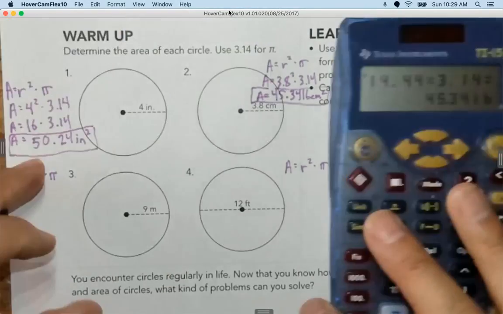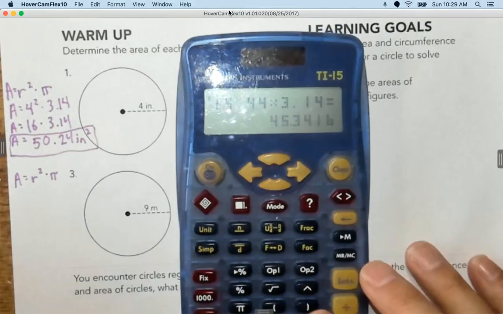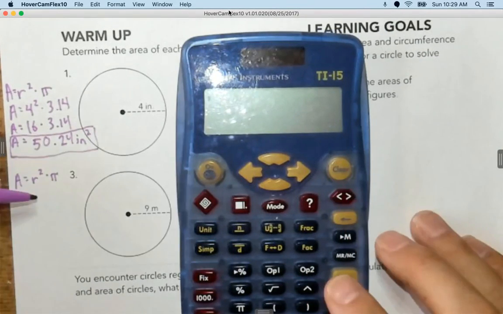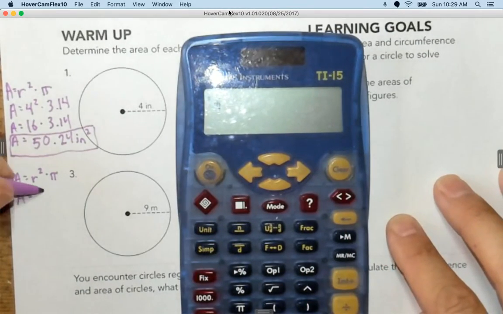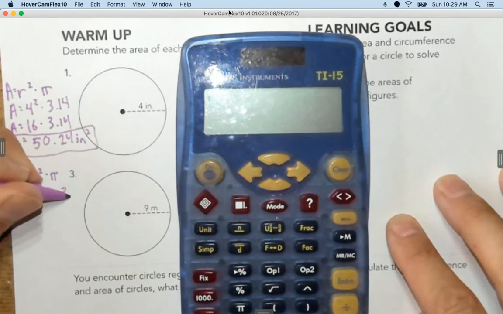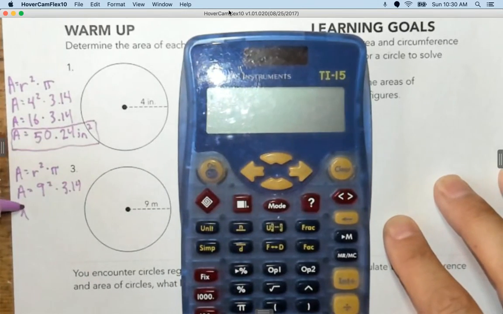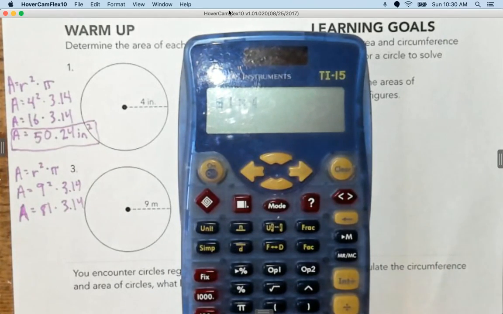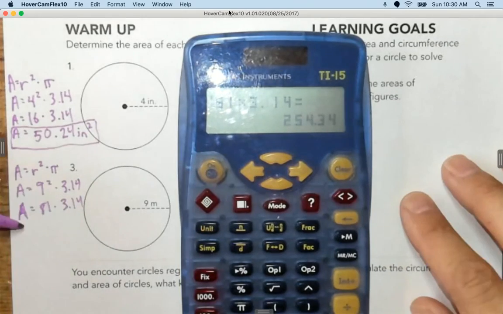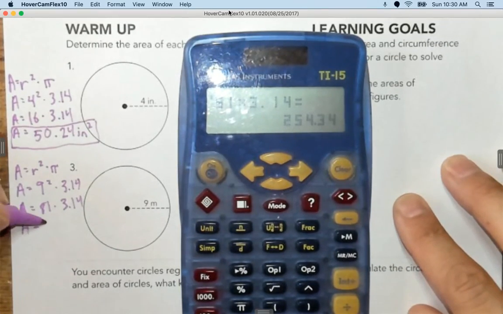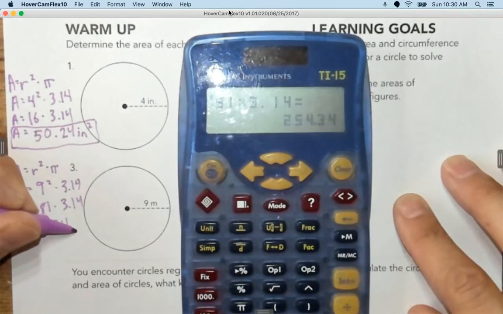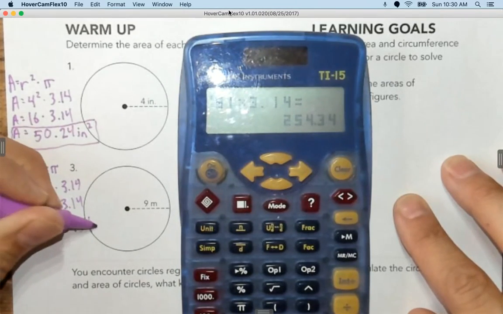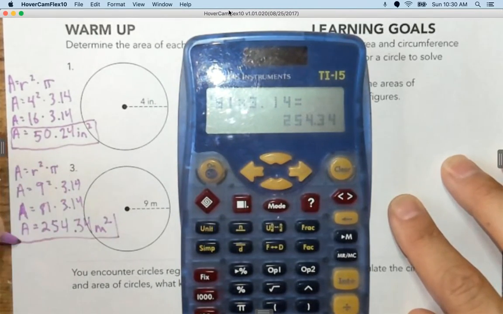Number 3, I would take 9 squared times 3.14, which is going to be equal to 81 times 3.14. And that gives me an area of 254.34 meters squared, making sure I add that label at the end.